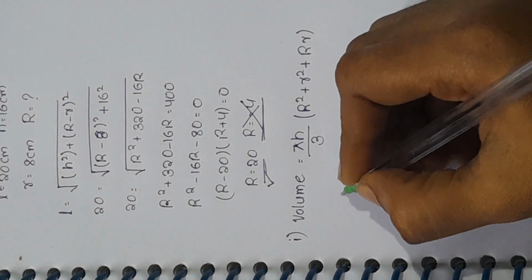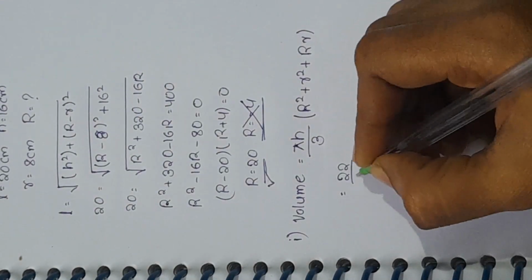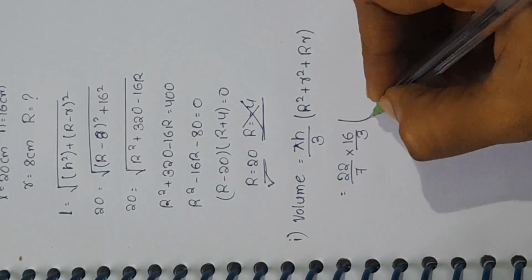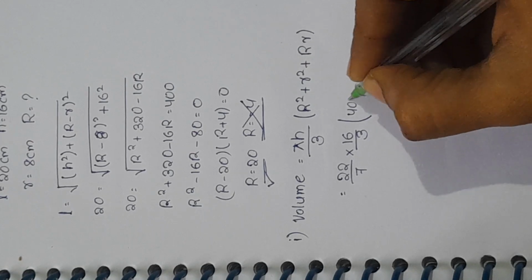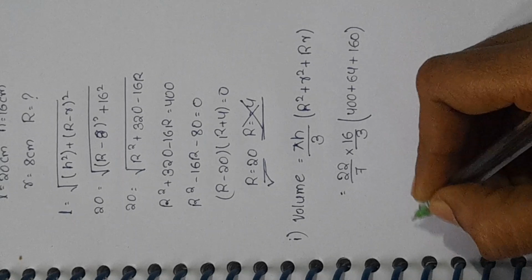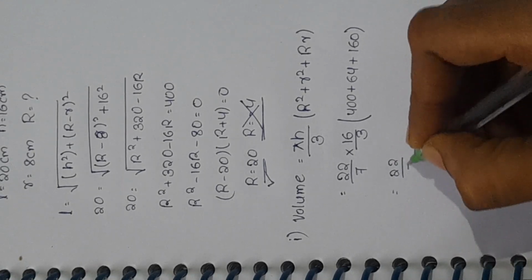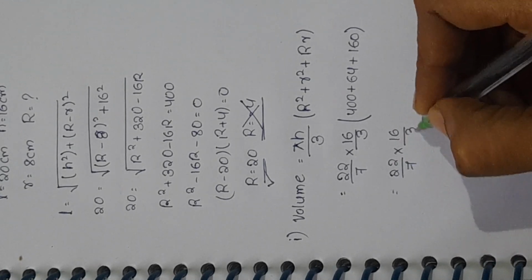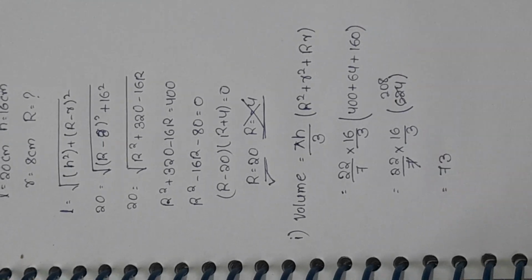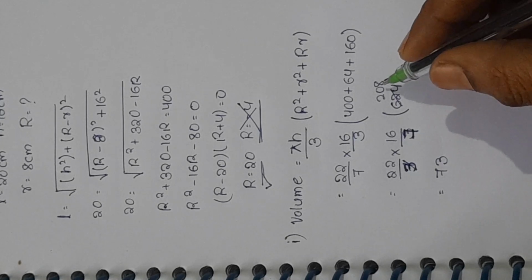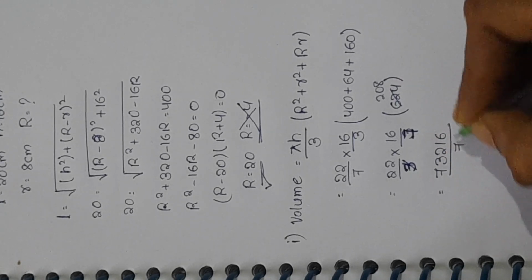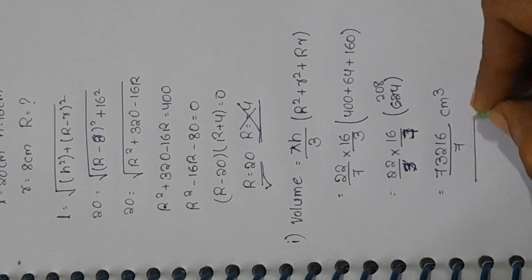Now the volume of the frustum formula is pi h, that is 22 by 7 into h value is given as 16 by 3 into R square, that is 400 plus small r square is 64 plus 8 into 20 is 160. 22 by 7 into 16 by 3 into 624, we get the value as 73,216 by 7 centimeter cube, which is the volume.